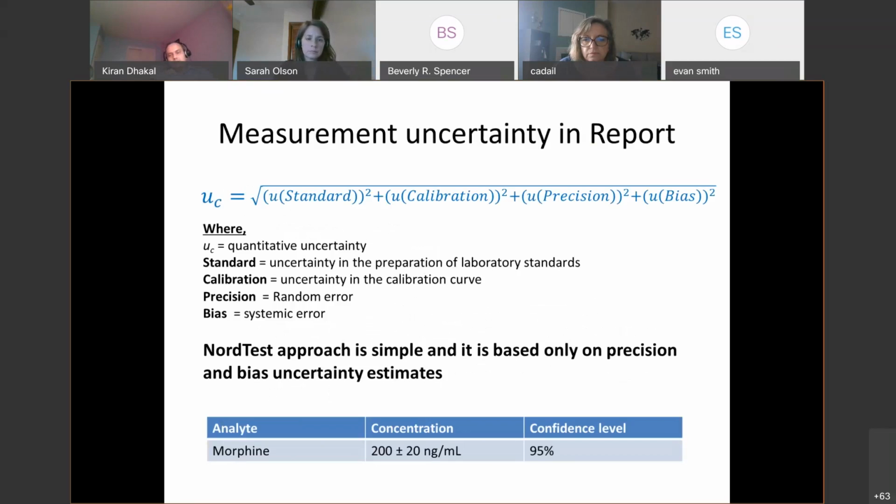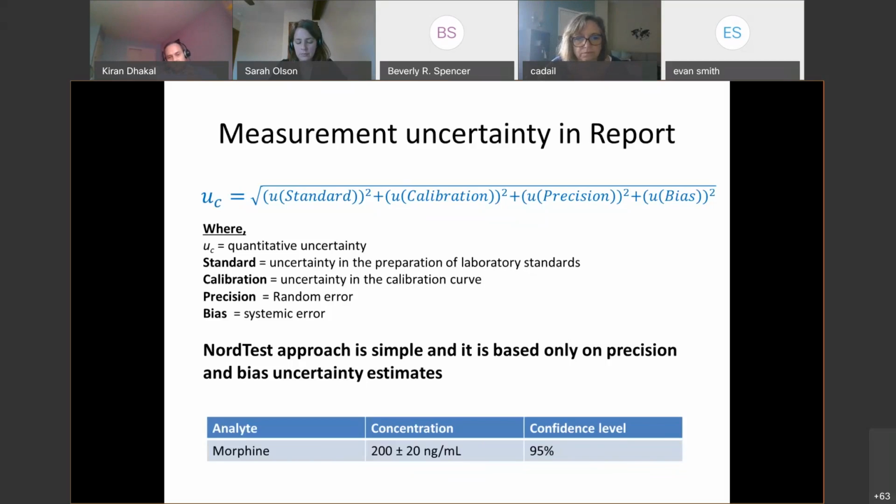So in brief, at least the uncertainty measurement should include the uncertainty factor from the standard, which means all the standards used in the preparation of laboratory standards, uncertainty from the calibration curve bias, uncertainty from the assay precision, and uncertainty from the assay bias, which is a systematic error in the assay.